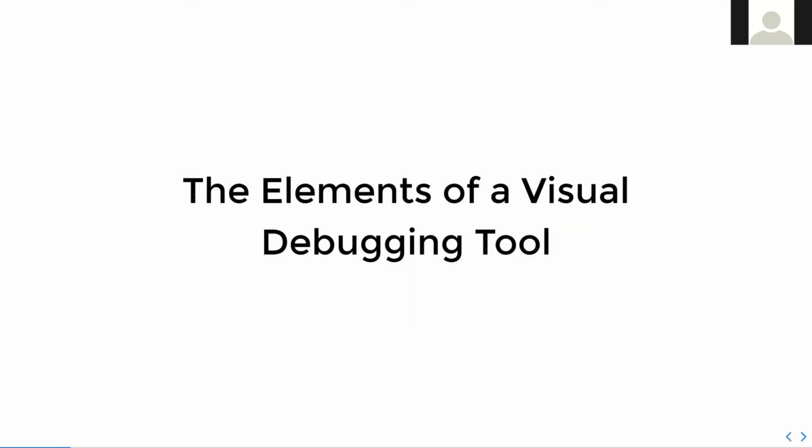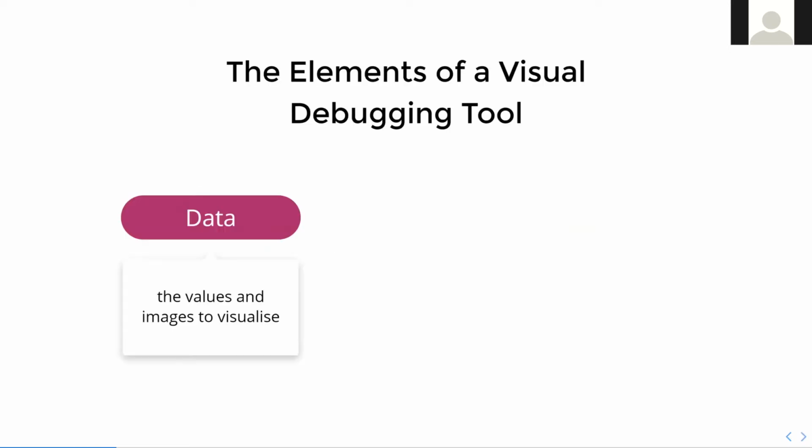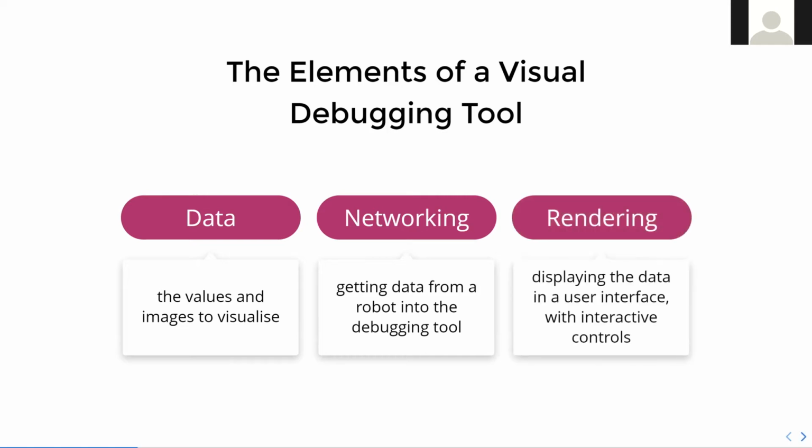But first, let's talk about what makes up a debugging tool like NUsight. The first thing you have is data. These are the raw images and raw values you want to visualize. It could be sensor readings on a robot, servo positions, camera images, vision objects, etc. Next, you have networking. This is how you get data from a robot into the tool for visualization. So this includes your transport protocol as well as the data format that you use. On NUbots, we use a UDP-based messaging system with protobuf messages. The final piece is rendering, which involves displaying the data in the user interface and providing interactive controls for the user to interact with the visualizations.